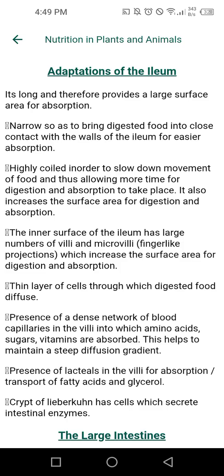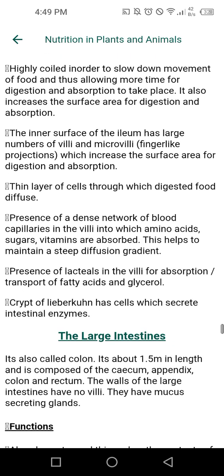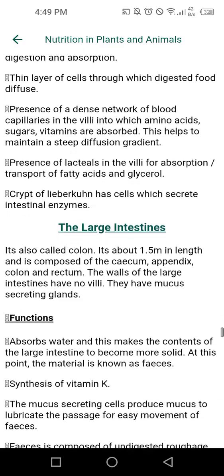Presence of a dense network of blood capillaries in the villi into which amino acids, sugars, vitamins are absorbed. This helps to maintain a steep diffusion gradient. Presence of lacteals in the villi for absorption and transport of fatty acids and glycerol. Crypt of Lieberkühn has cells which secrete intestinal enzymes.